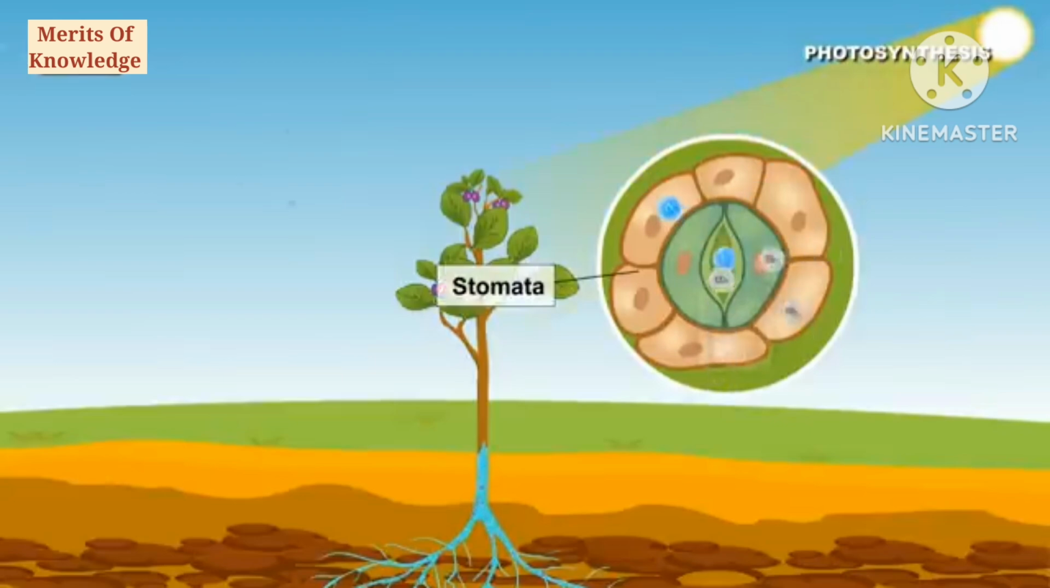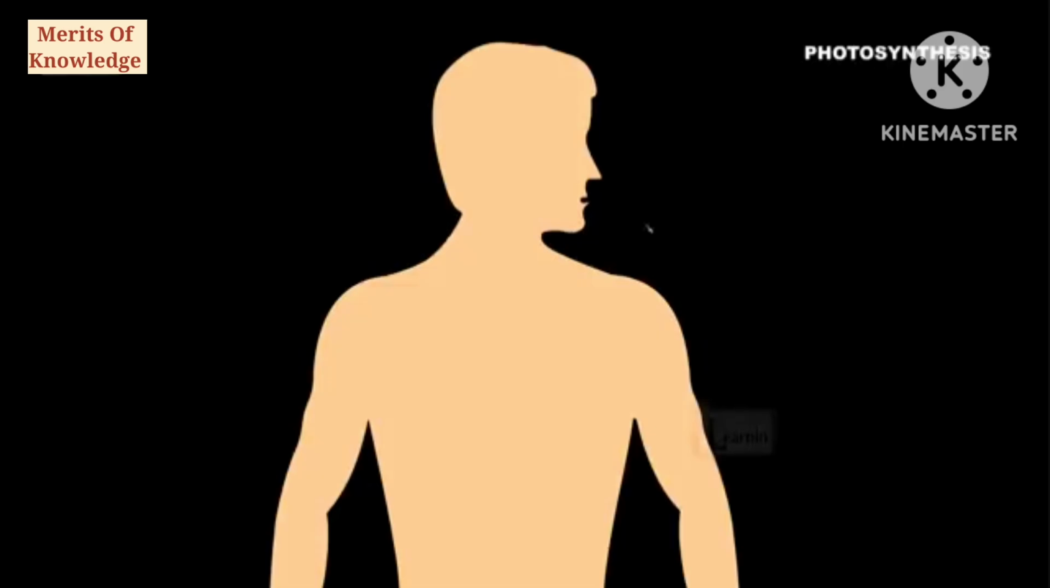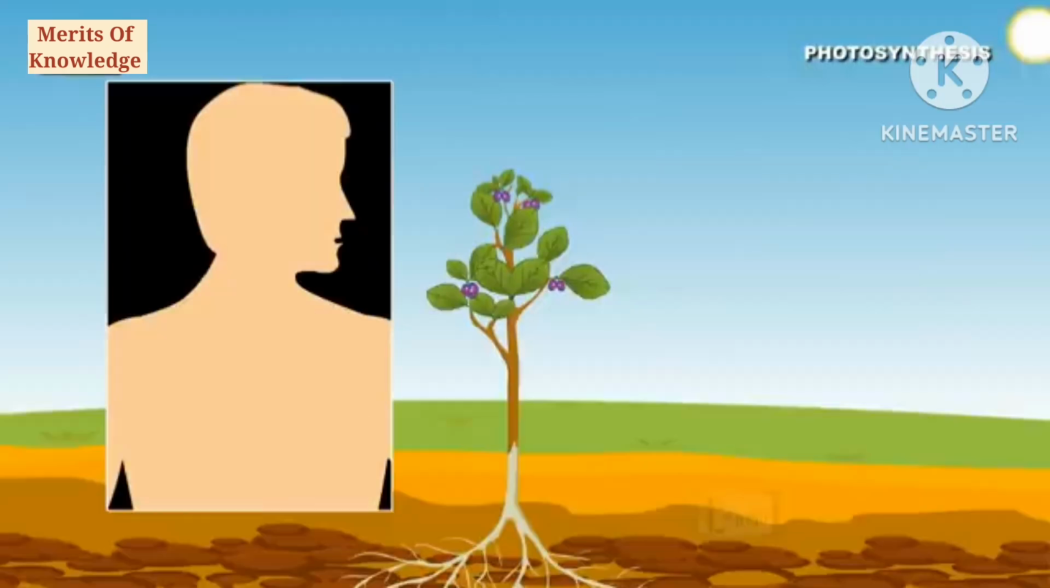Oxygen is given out from the stomata during the process of photosynthesis, and the oxygen which is released is used by humans and other animals during the respiration process. How wonderful, isn't it?